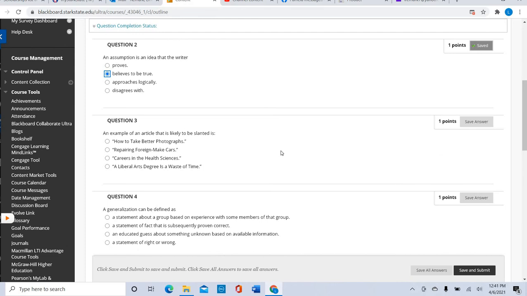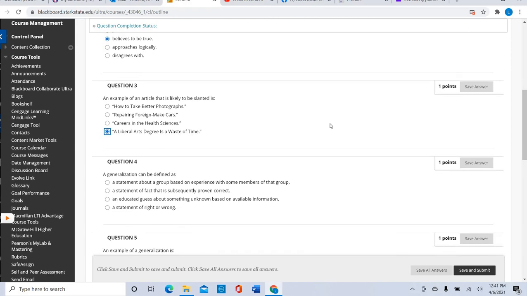Look at these examples of articles. Which one do you think is likely to be slanted? How to take better photographs, repairing foreign-made cars, careers in the health sciences, or a liberal arts degree is a waste of time. Hopefully you could clearly see that all of them are pretty straightforward, except for the one that claims it's a waste of time. So that's a slant, that's a bias.